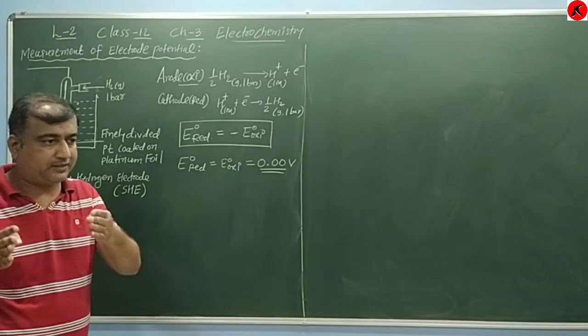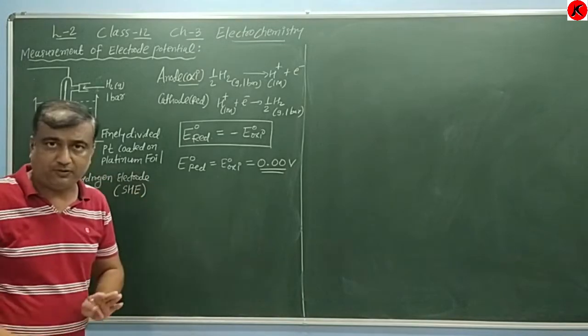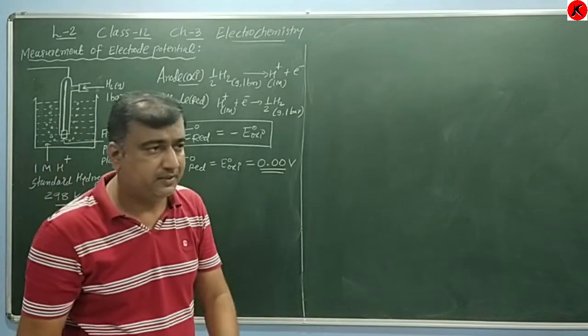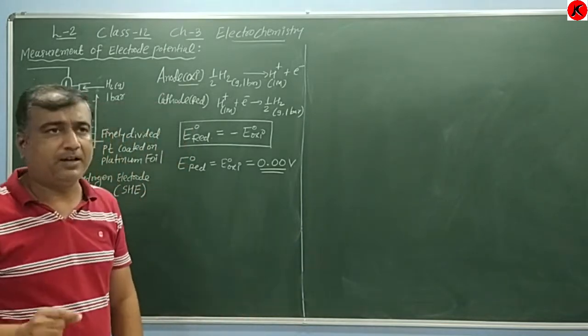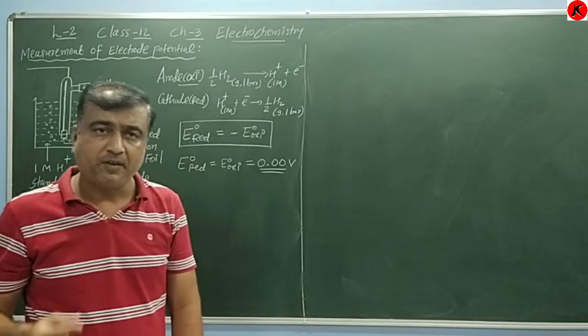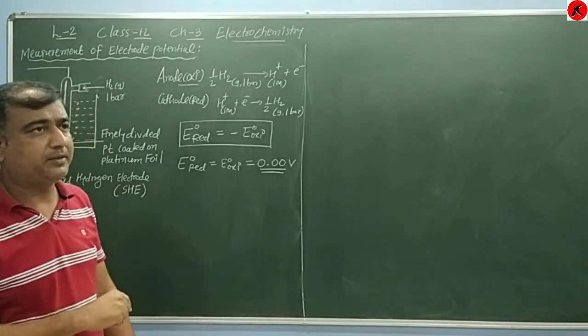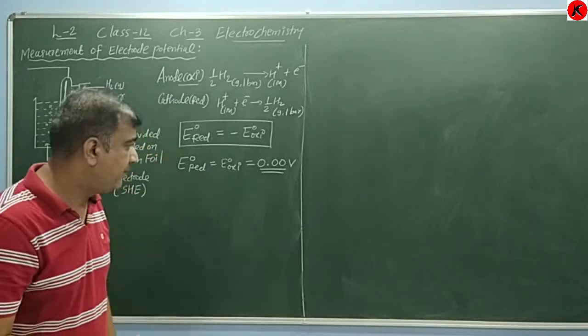We have to connect this with the standard hydrogen electrode, make the complete standard cell, and measure the potential by using the potentiometer. The potentiometer gives the exact value of potential. A voltmeter gives the approximate value.